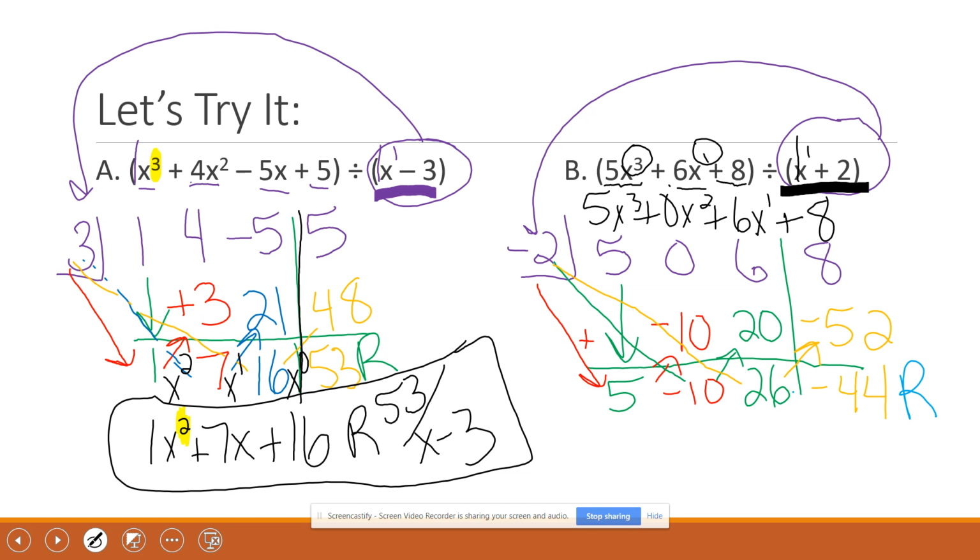And then starting with this 26, you fill in x to the 0, x to the first, x squared. So our solution to this division problem is 5x squared minus 10x plus 26. Remember, we don't use that x to the 0 power. Remainder, -44 over x plus 2.